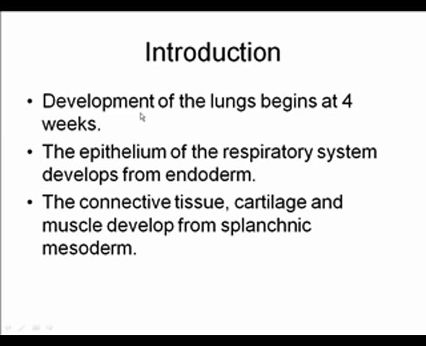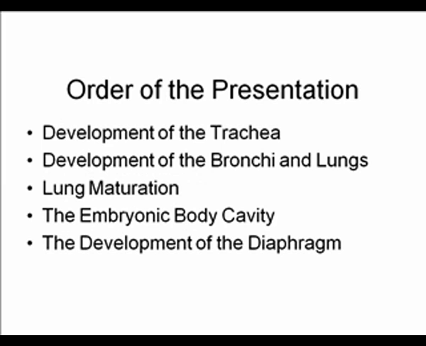The development of the lung begins at 4 weeks, and the generality is that the epithelium of the respiratory system begins from endoderm, while the connective tissue components, the cartilage, the smooth muscle, the rest of the connective tissue, develops from splanchnic mesoderm. We're going to talk about the development of the trachea, the bronchi, and the lungs. We'll consider lung maturation, and then talk about the development of the body cavity.